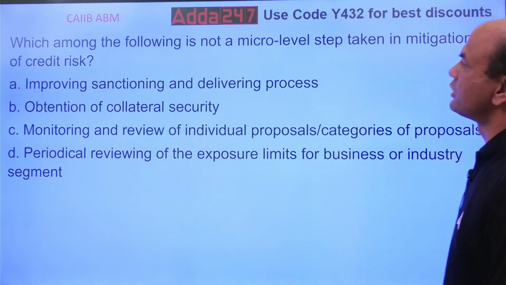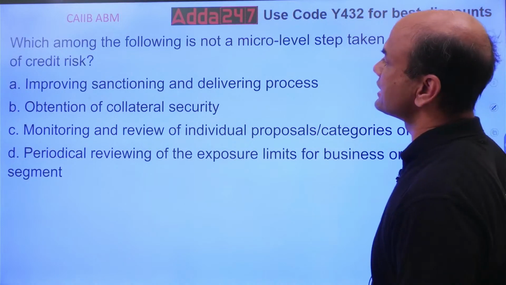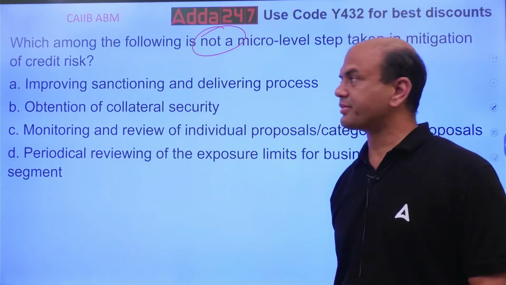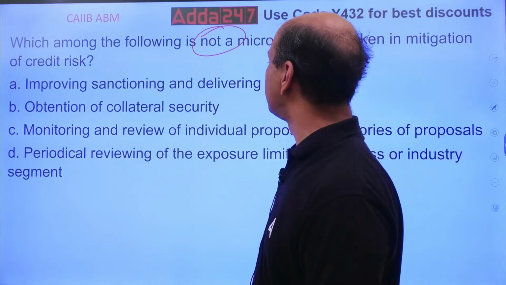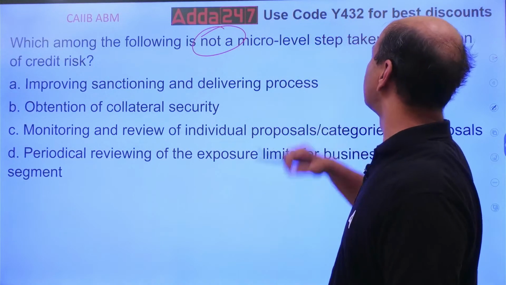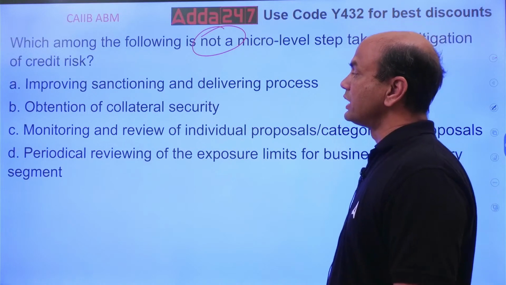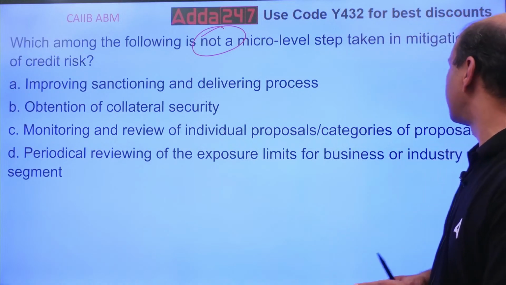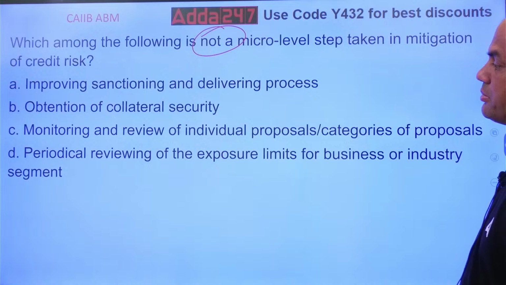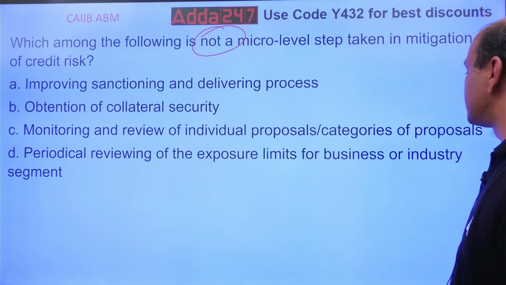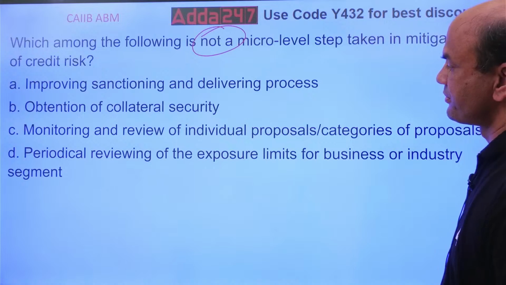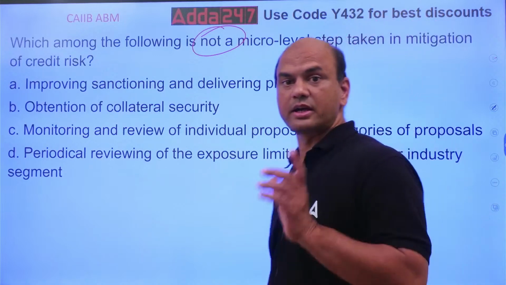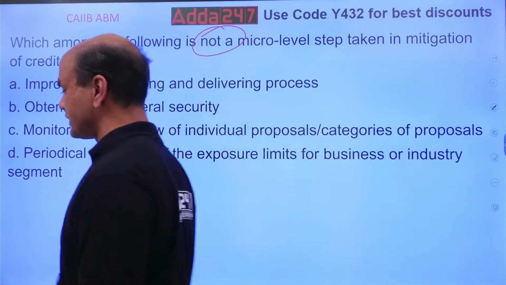Which among the following is not a micro level step taken in mitigation of credit risk? Not. Improving sanctioning and delivering process. Obtention of collateral security. Monitoring and review of individual proposals, categories of proposals. Periodical review of exposure limits for business and industry. Which one is not? Kindly note, not. Think.